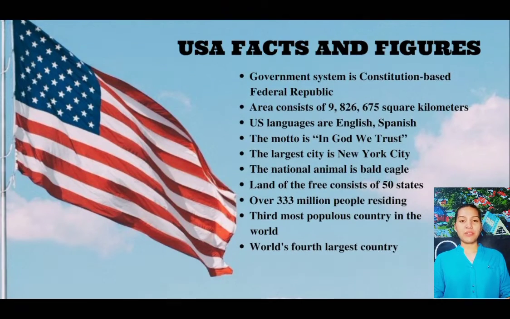USA Facts and Figures. The government system is a constitution-based federal republic with a strong democratic tradition. The chief of state and head of government is the president. The United States has an area of 9,826,675 square kilometers. Its languages are English and Spanish, and its motto is In God We Trust. The largest city is New York City, and the national animal is the bald eagle.